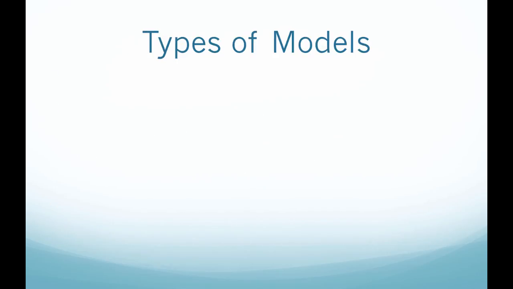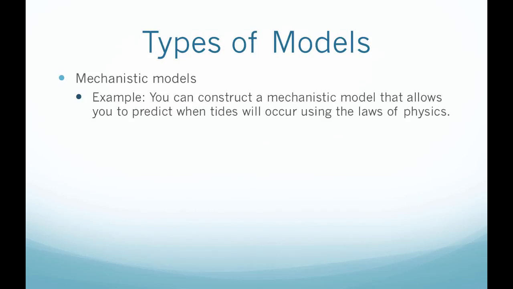Now that we have introduced our models, let's talk about different types of them. The first type of model is a mechanistic model, which can also be called a mathematical model. This is a model that assumes that a complex system can be understood by examining the working of its individual parts and the manner in which they are connected. An example of this would be predicting when tides will occur using the laws of physics.